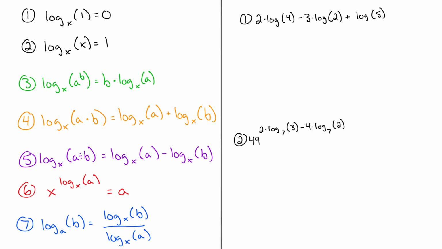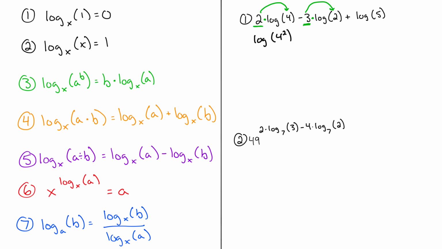So in these problems, I'm going to be utilizing multiple properties at different times. For problem number 1, first thing I notice is I'm multiplying logarithms by that 2 and that 3. That to me screams property number 3. Property 3 states if you have a number on the outside of the logarithm being multiplied by the logarithm, you can bring that value inside as an exponent. That means this would turn into log base 10 of 4 squared.